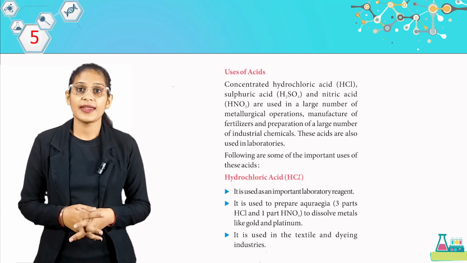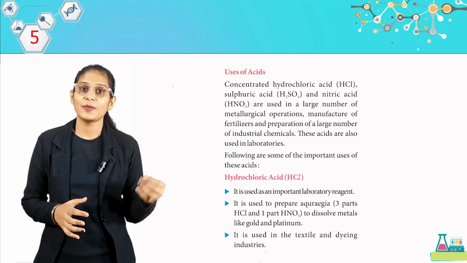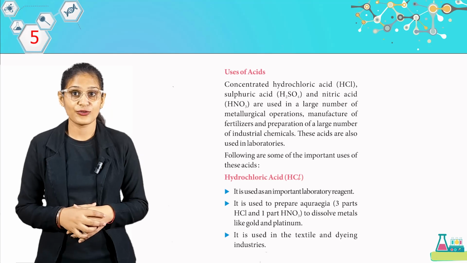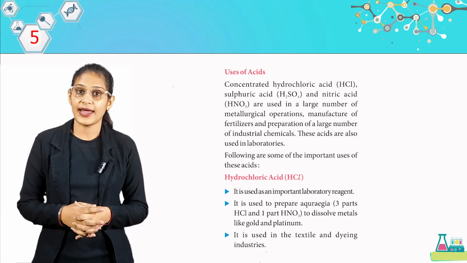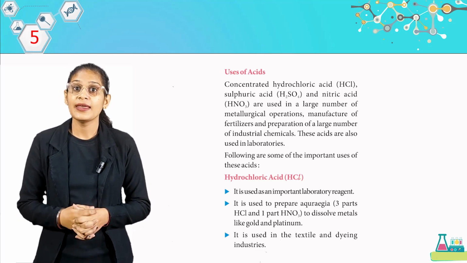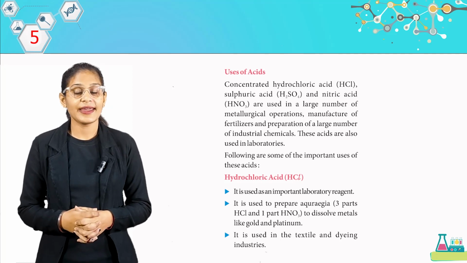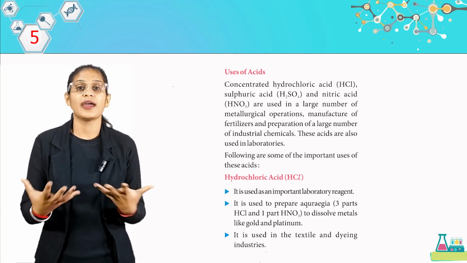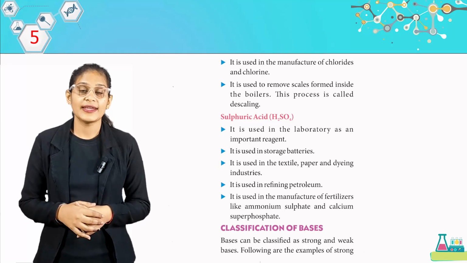It is used to prepare aqua regia, 3 parts HCl and 1 part HNO3, to dissolve metals like gold and platinum. It is used in the textile and dyeing industries. So student, ये आपके hydrochloric acid के use हैं. It is used in the manufacture of chlorides and chlorines.